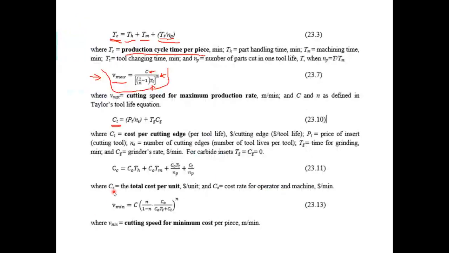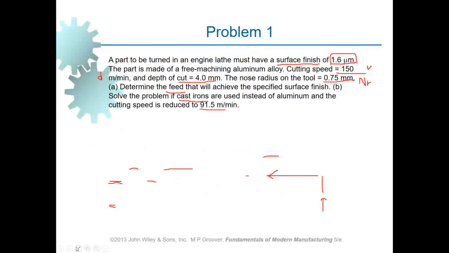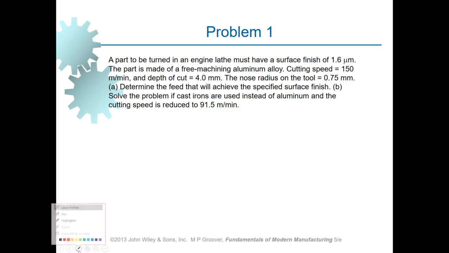Now let's explain this by making use of an example problem. Problem one: a part to be turned. So we know the type of the operation, and it is a turning operation as explained here, in an engine lathe, and it must have a surface finish of this one. Surface finish or surface roughness are both used in the industry in order to represent the quality of the surface being machined. So the surface roughness is 1.6 micrometer. That's what we want to achieve.